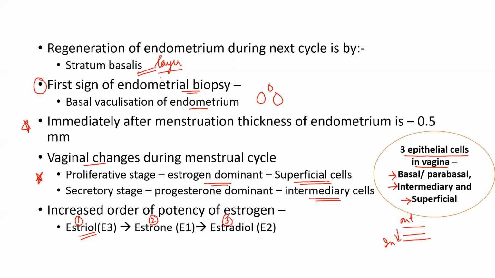If in your examination it is asked which one is the most potent estrogen, your answer should be estriol. Do not forget. First one estriol, next one estrone, and the third one is estradiol. So E3, E1, and E2.